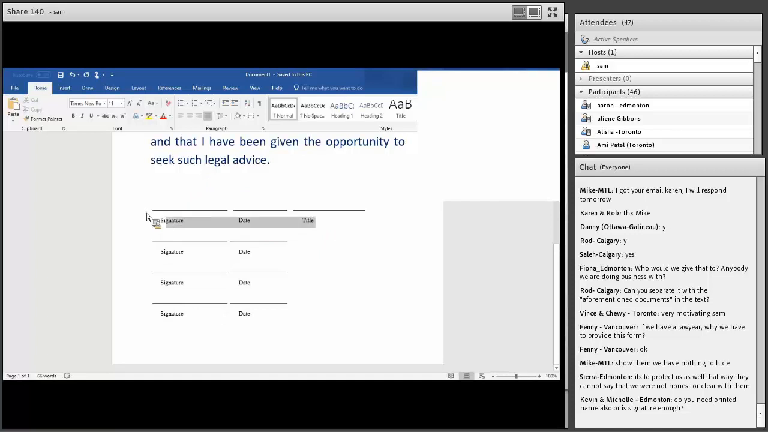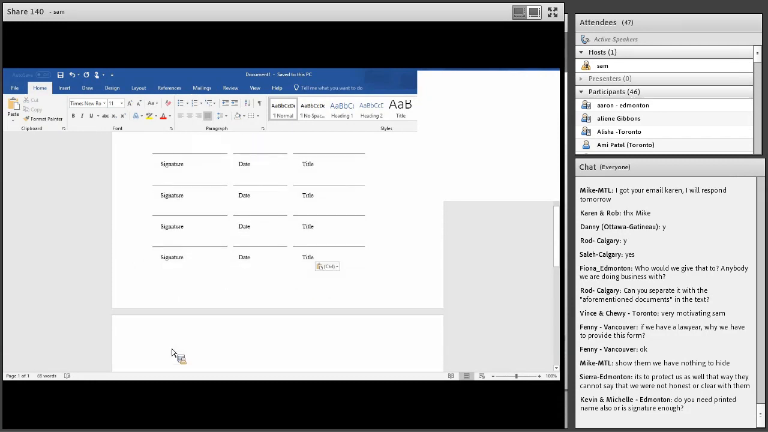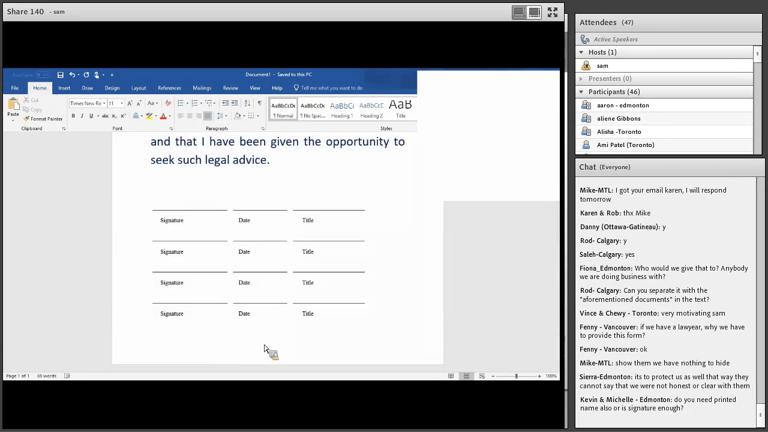Okay, let's do this. Sorry guys, I'm just creating this as we go because I want to be able to give it to you now. So let's do this. Okay, there we go. All right. Show them we have nothing to hide. Yeah, absolutely. It's to protect us as well, so they cannot say that we were not honest and clear with them. Yeah, exactly.